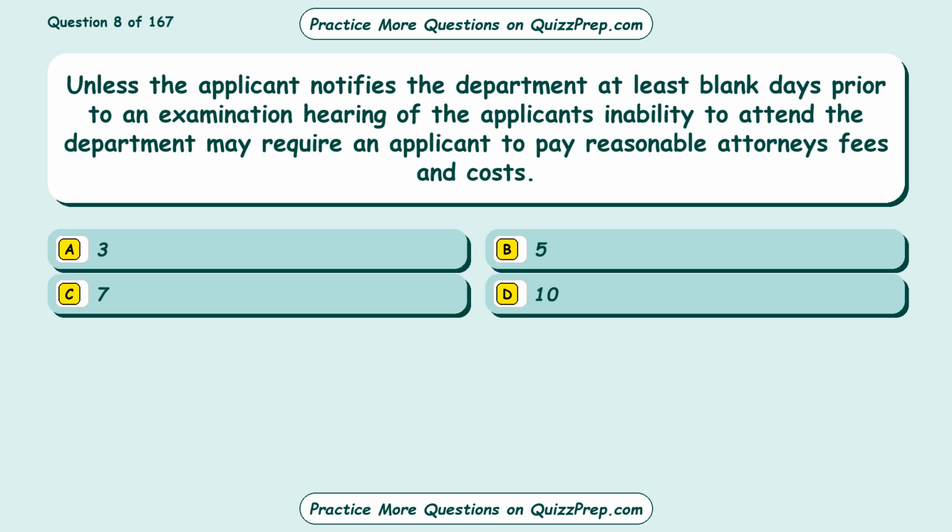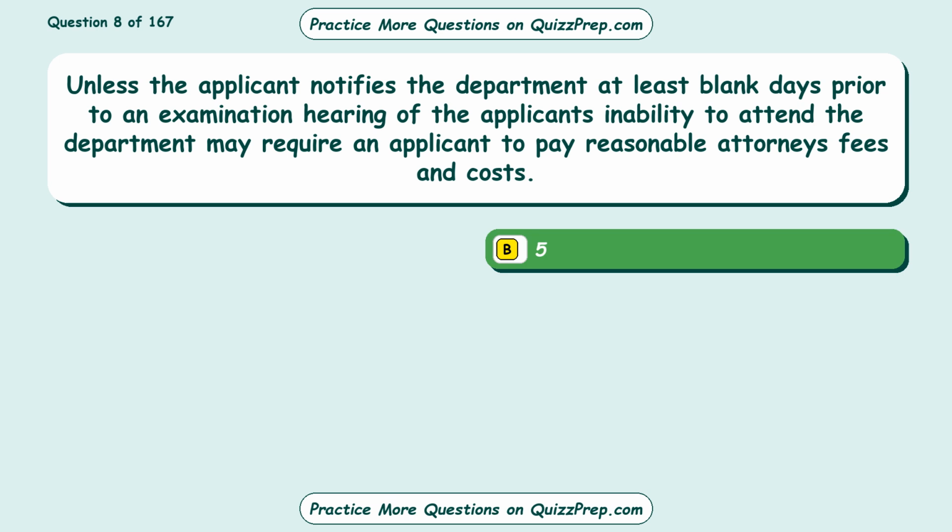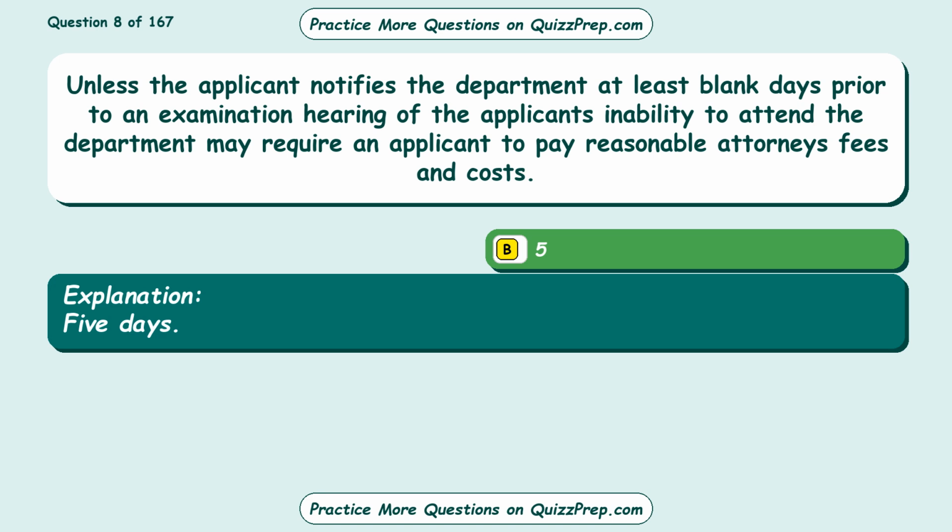Question 8. Unless the applicant notifies the department at least blank days prior to an examination hearing of the applicant's inability to attend, the department may require an applicant to pay reasonable attorney's fees and costs. Option A. 3. Option B. 5. Option C. 7. Option D. 10. The correct answer is option B. 5 days.